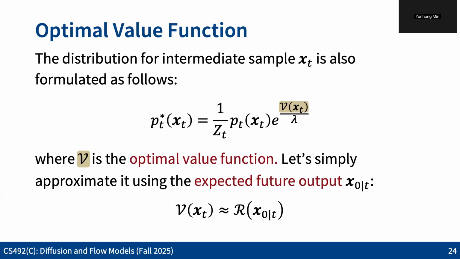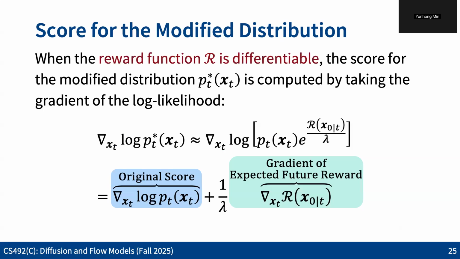And the good thing about approximating the optimal value function into this form is that now we can compute the score function, right? This is all about computing the score. Computing the score is made of computing the gradient of the log of the probability. And now we know the distribution here. If we compute the gradient of the log of this form, then what we can see is that this becomes equivalent to having the original score here plus an additional term, which is defined as the gradient of the expected virtual reward, the reward computed with the expected output.